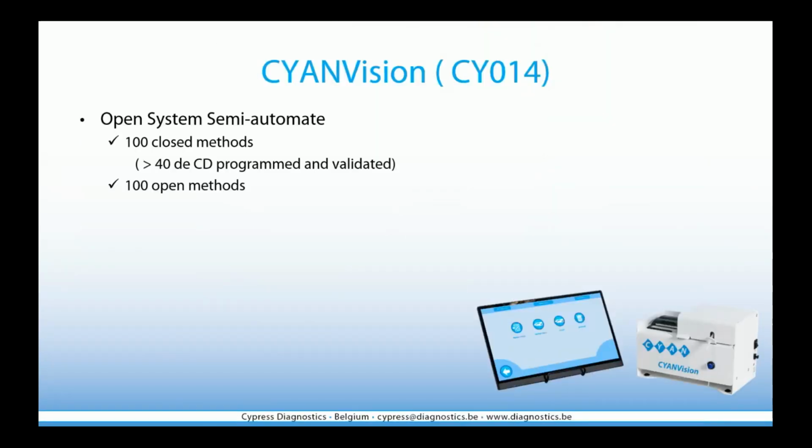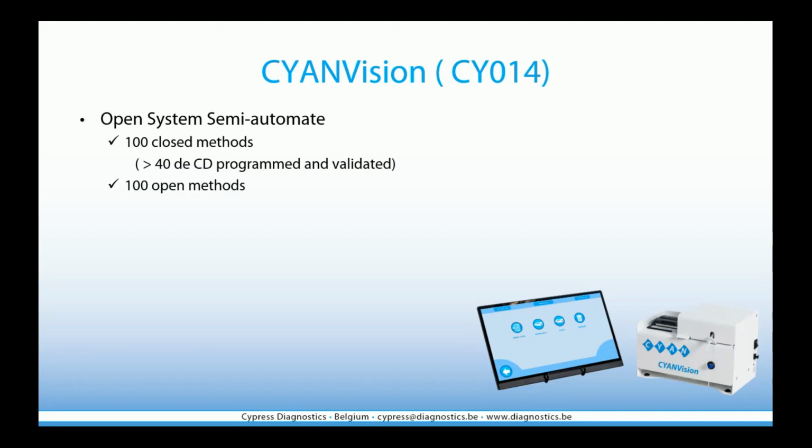First of all, I want to start with the saying that the CYANVision is an open system semi-automate. That means that there are 100 closed methods, and these are programmed and validated by Cypress. That also means that these reagents that are programmed are checked fully with bigger automates on the market to make sure that if you use this method, in combination with our reagents, that you will always have good results.